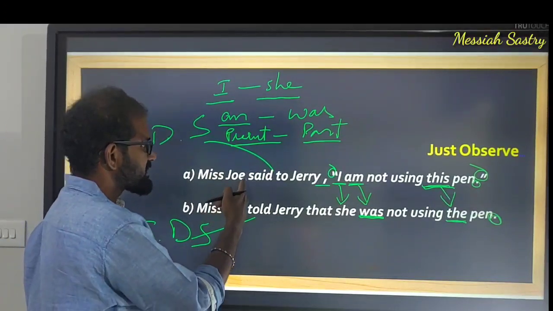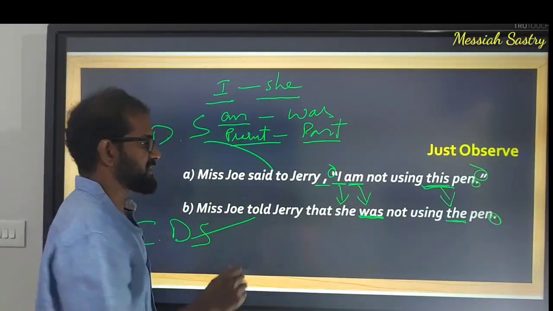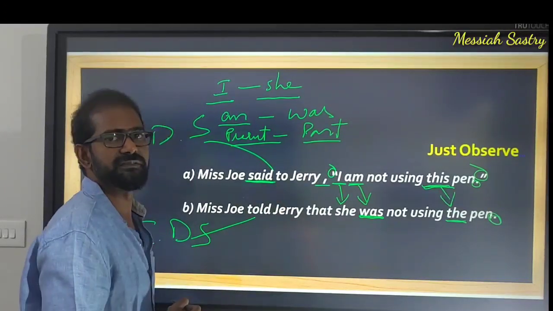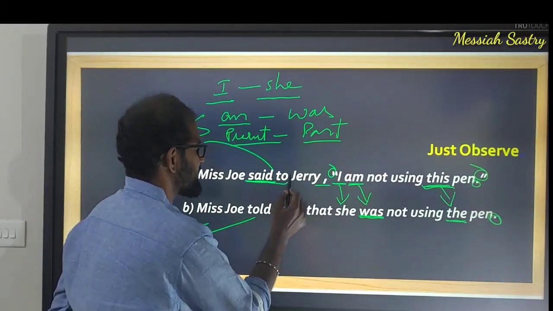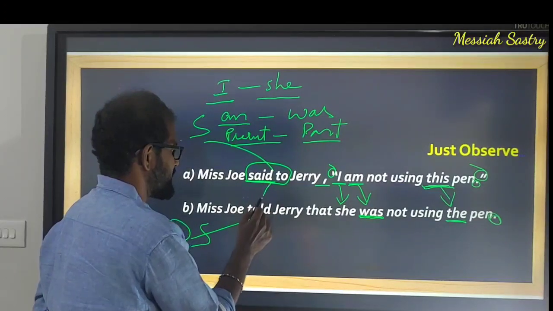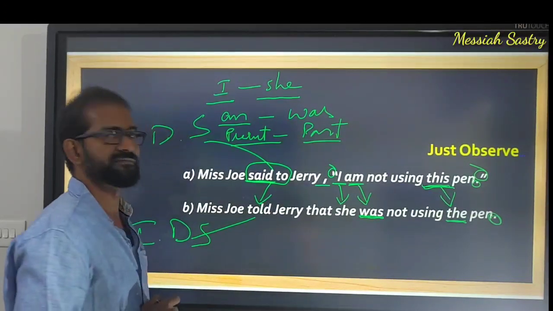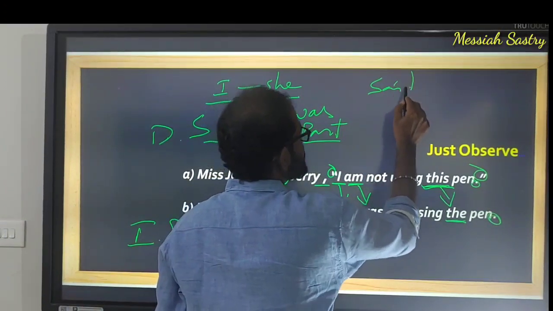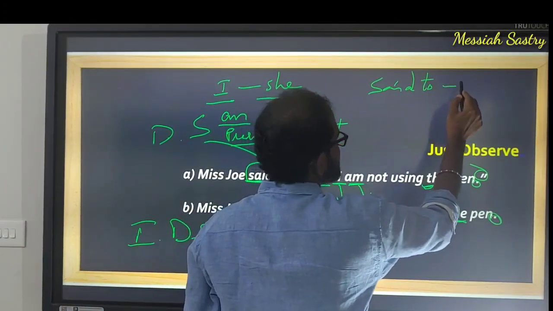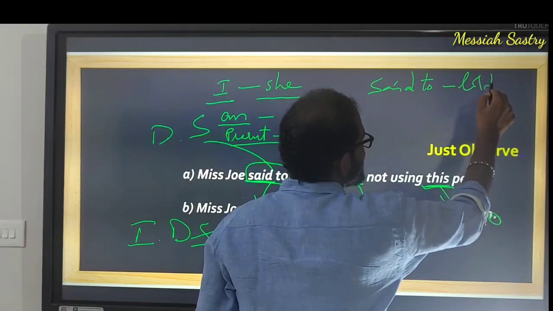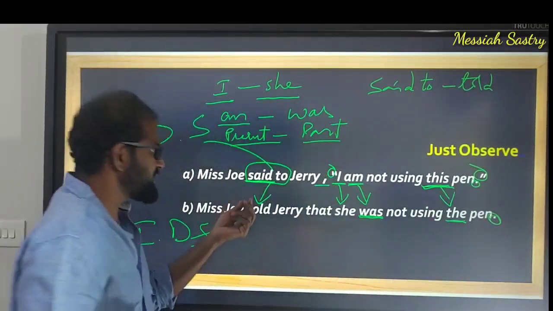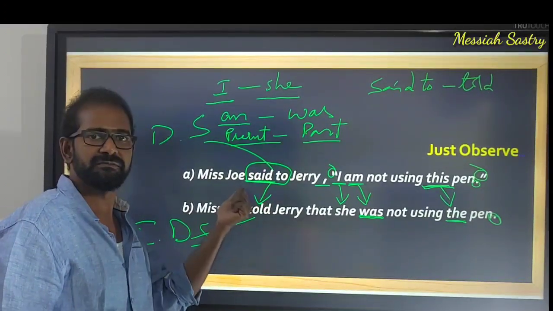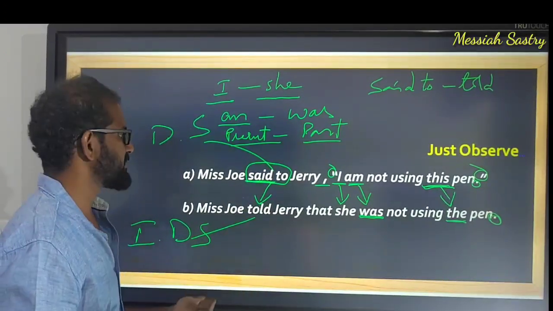And when we look at the reporting verb, what is the reporting verb here? "Said to" is the reporting verb, and this entire "said to" changed to "told." So there is a change of reporting verb.